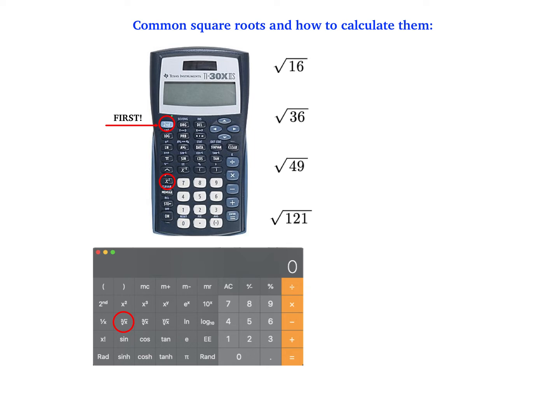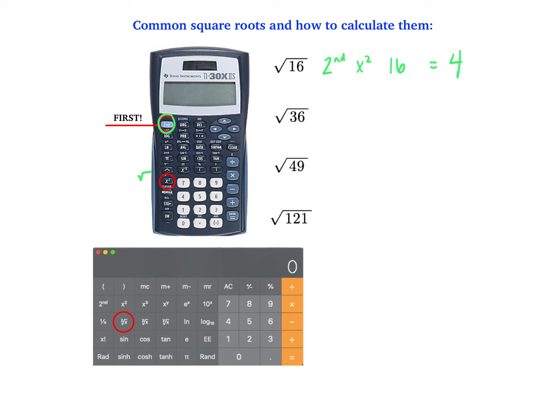So the second key here is like the shift button on your calculator. If you're ever trying to take the square root, you actually press that button first, and that gets you access to anything written above the buttons. So above the x squared button that you just used to square something is that square root symbol. So you'll press second, that button, and then type your number. So for the square root of 16, I would type second, that x squared, and then type 16. And hopefully you did that and got an answer of 4.